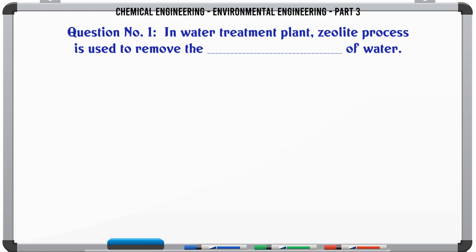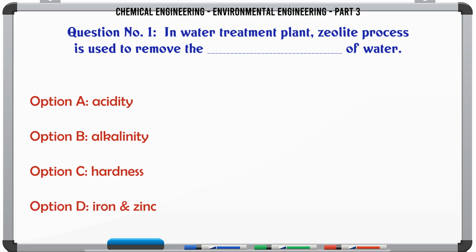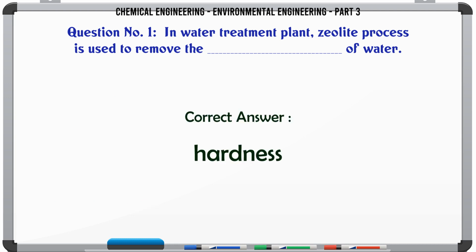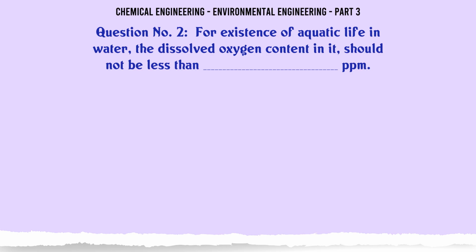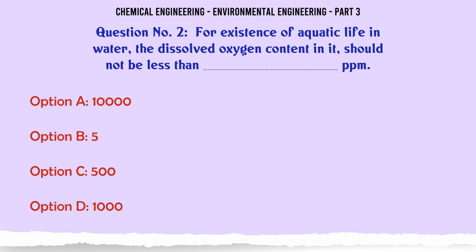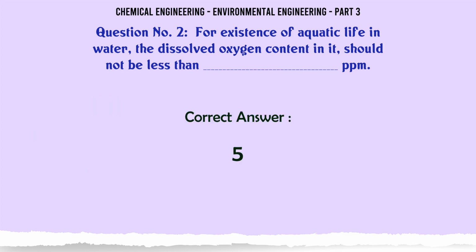In water treatment plant, zeolite process is used to remove the ___ of water. A. Acidity. B. Alkalinity. C. Hardness. D. Iron zinc. The correct answer is hardness. For existence of aquatic life in water, the dissolved oxygen content in it should not be less than ___ ppm. A. 10,000. B. 5. C. 500. D. 1,000. The correct answer is 5.